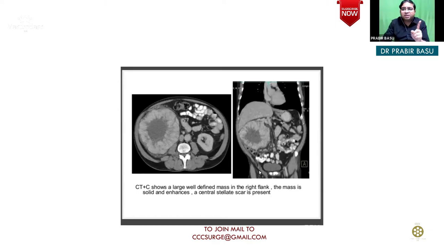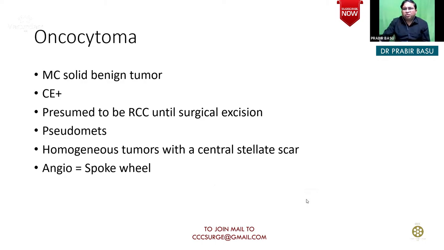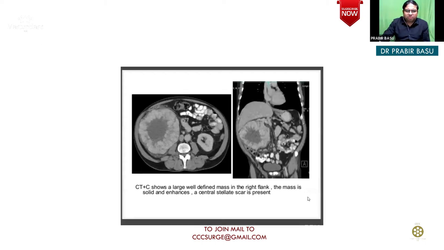Now you cannot leave this tumor saying, okay, sir, this is a benign oncocytoma, I will just follow him up. You won't be able to do this. Even in the exam, you say, I will go for a radical nephrectomy. And on angiography, you may have a spoke wheel pattern. Okay, fine.